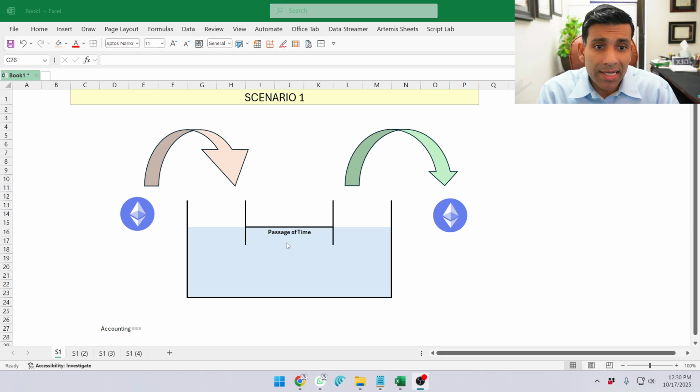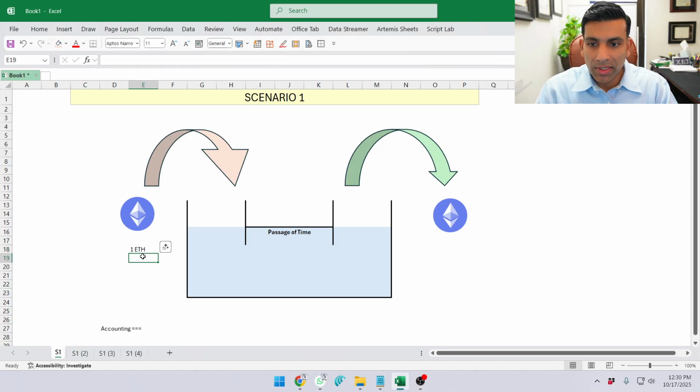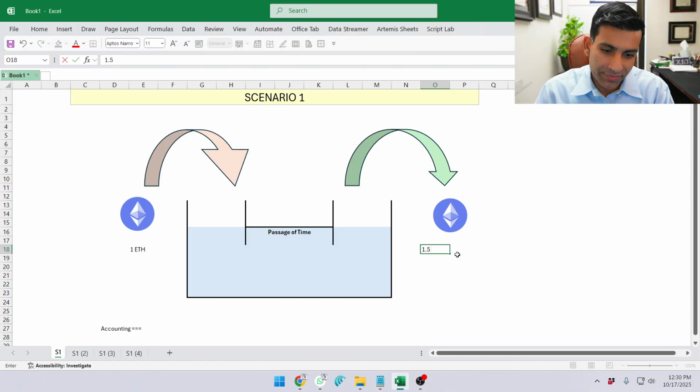And then basically a passage of time is happening where it could be 6 months, 3 months, 1 month, whatever the case might be. And after that, you're getting a crypto back. Typically, it's always the same crypto if it's a very simple liquidity pool that you're investing in, kind of like staking, right? This is where the most basic form of staking is also happening. Putting one crypto in, time passes, and let's say you had invested one Ethereum, and then you got back, let's say 1.5.